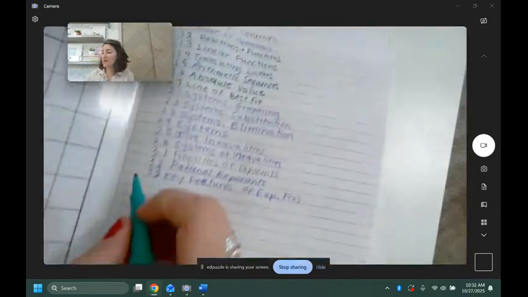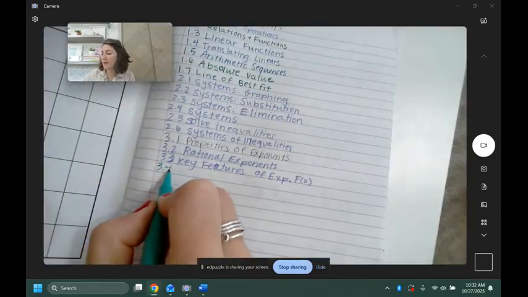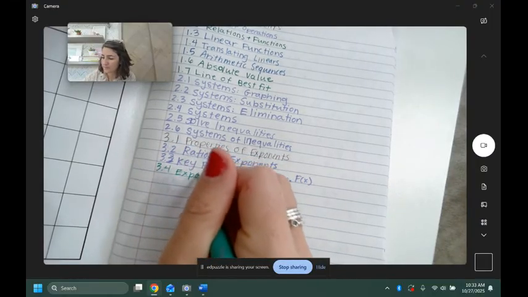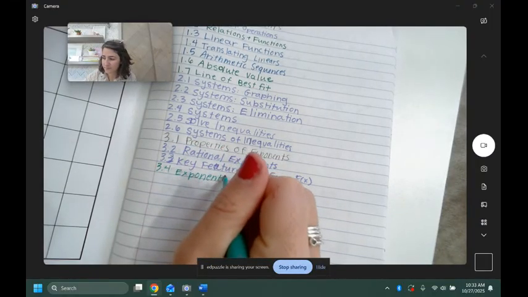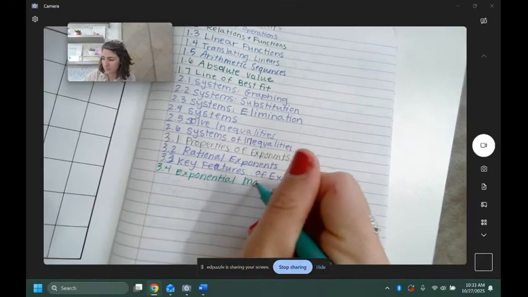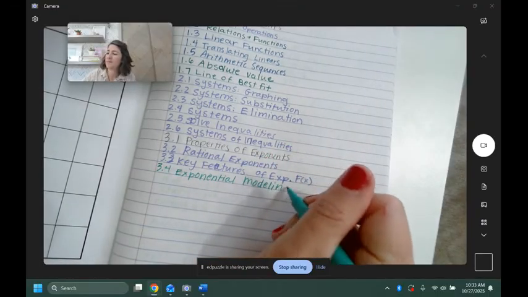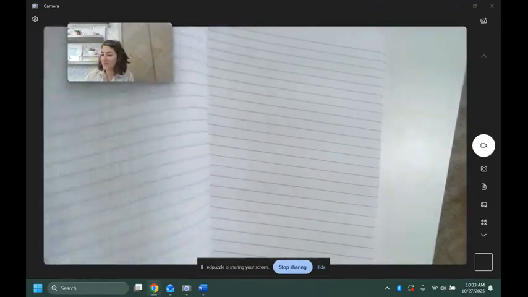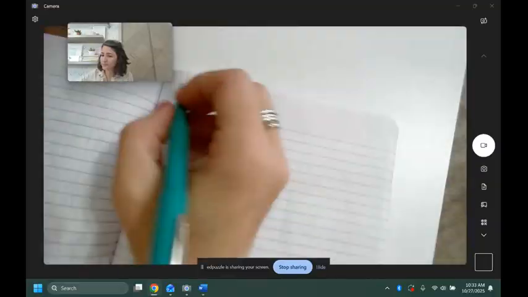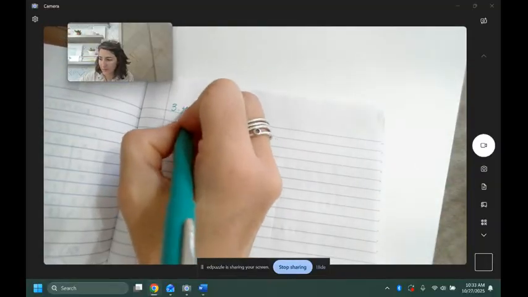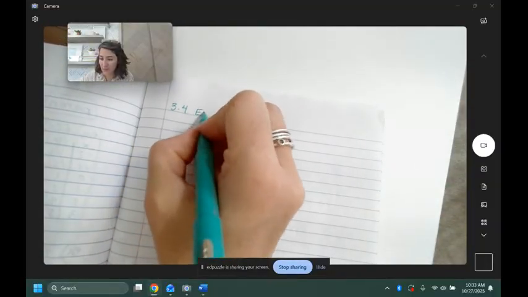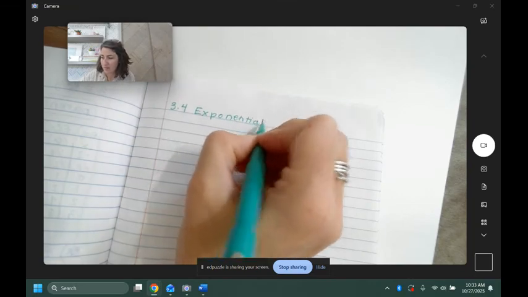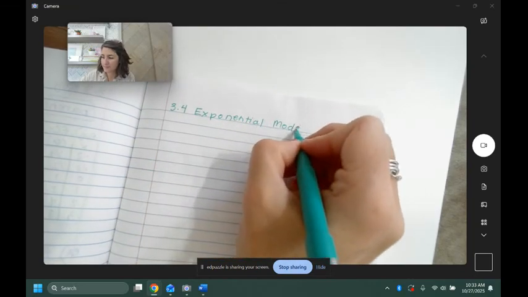This one is exponential modeling. So what does this have to do with the real world? Okay, so we're going to go through a couple of pretty common situations modeling.